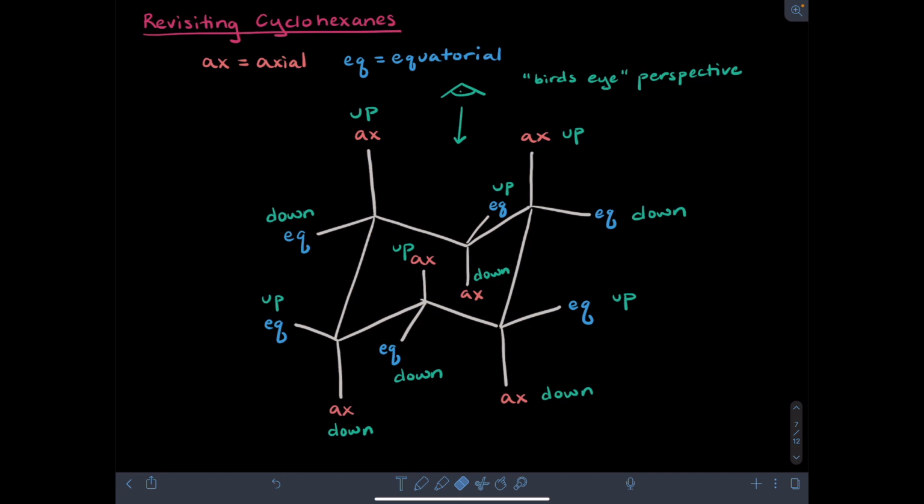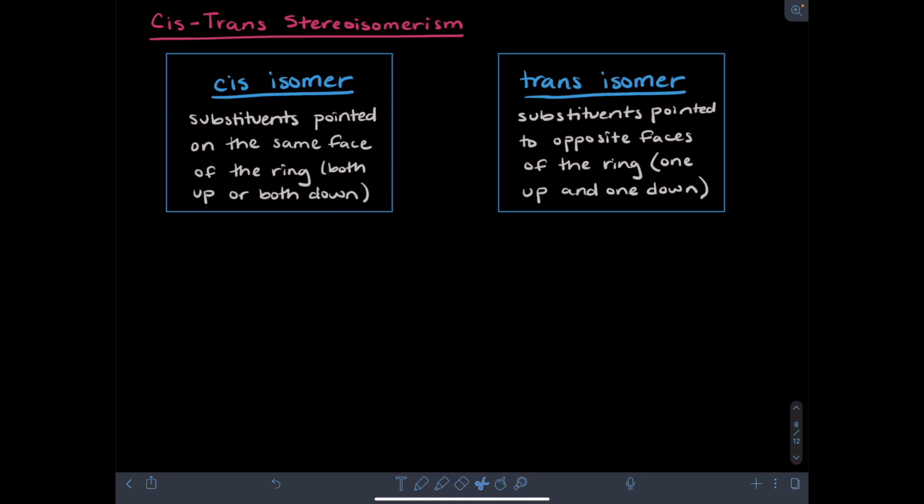Notice that each carbon of the cyclohexane contains an axial and an equatorial substituent, and each carbon contains an up group and a down group. I want to talk about a special type of stereoisomerism for rings known as cis-trans stereoisomerism. This will come up when you have more than one substituent coming off of a ring.